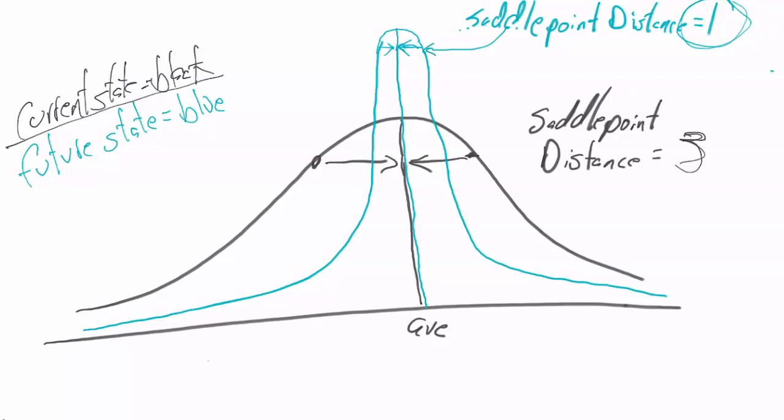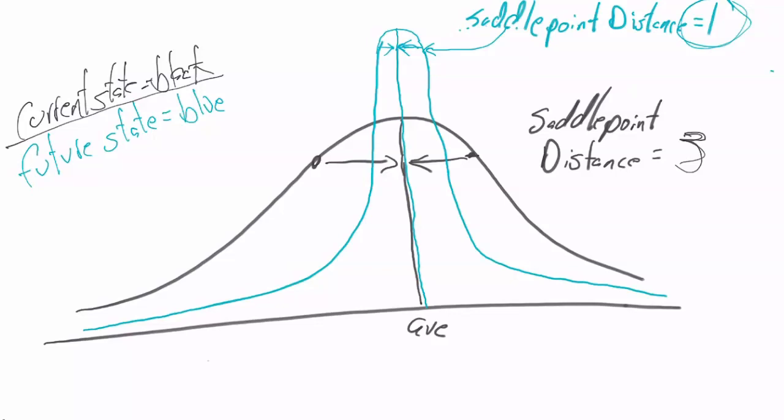Bigger saddle point distances mean you've got fatter bell-shaped curves. Smaller numbers for your saddle point distance means that you've got skinnier bell-shaped curves. Saddle point distances that are small mean there's less variation. Saddle point distances that are large mean there's lots of variation.